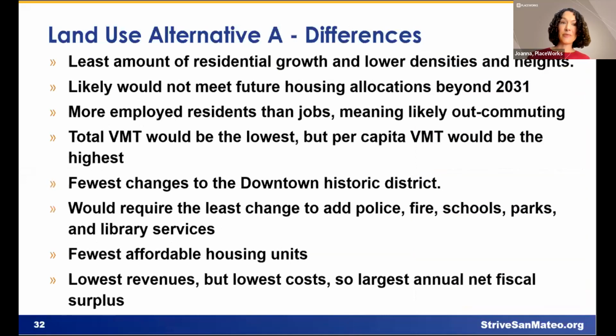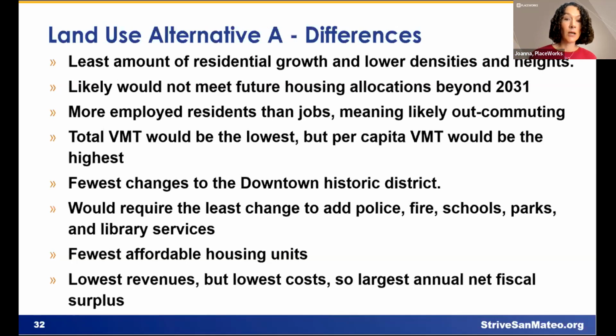In land use alternative A, as I've been saying, that has the least amount of residential growth, it has the lowest densities and the lowest heights of any of the three alternatives. It likely would not meet the city's future housing allocation needs beyond 2031. So there's enough housing planned for in alternative A to meet this existing housing element, but you're going to have to do another housing element in 8 years and another one 8 years after that. The capacity to meet whatever the requirements might be of those future housing elements are not here in alternative A. So the city would need to undergo another planning process in or close to 2030 to be able to show how to meet more housing need that we expect to continue to be an issue.